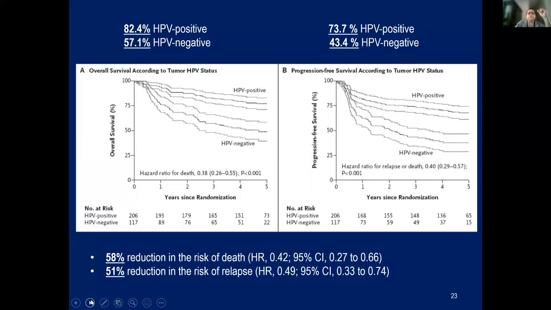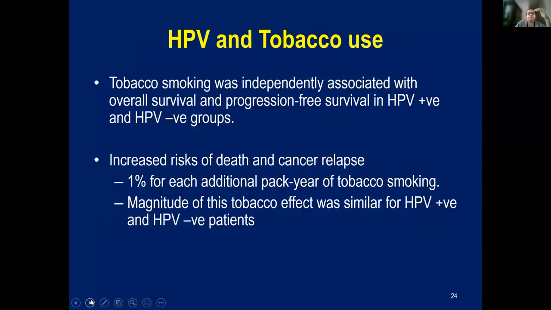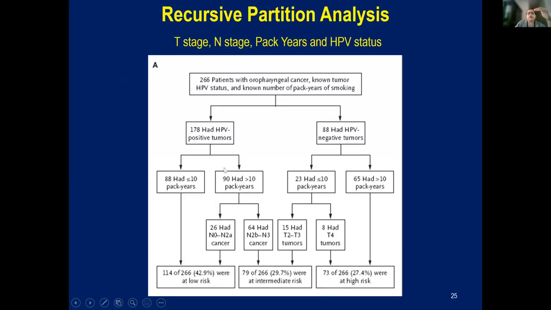Now, in these patients, typically what was seen was based on the HPV positivity or negativity. The HPV positive patients had superior outcomes when compared to the HPV negative patients, both in the risk of death as well as in the risk of relapse. Also, there was a definite correlation between HPV and tobacco use, with increased risk of death and cancer relapse related to the additional pack years of tobacco smoking. And based on this, they arrived at 3 risk groups: low risk, intermediate risk, and high risk, based on the pack years of smoking and the HPV status, and of course the N and T status.